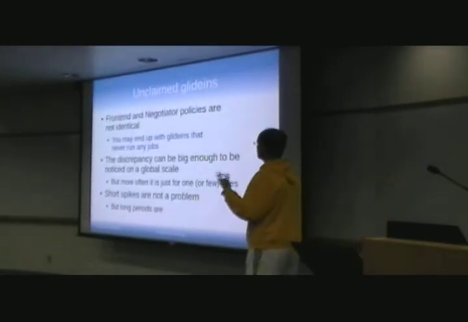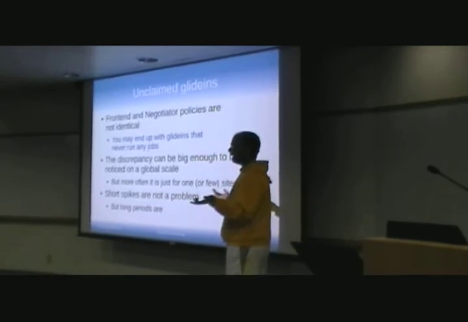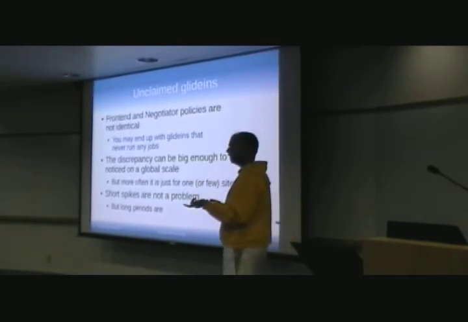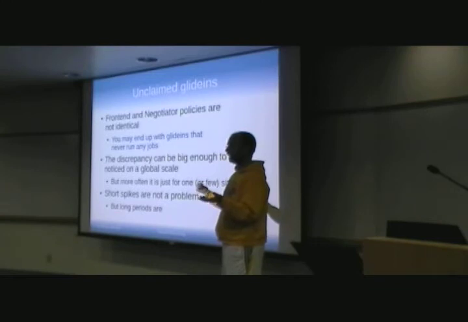So, as I said, the front-end negotiator policies are not identical, so you may end up with glideins that never run any jobs because you just screwed up. The discrepancy can be big enough to be noticed on a global scale, but more often than not, it's just one front-end, one factory or site that is starting glideins but never matching anything.